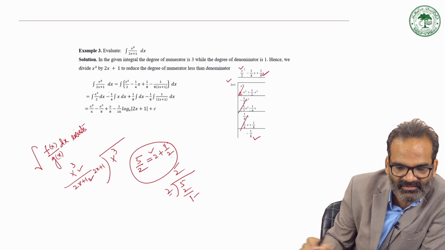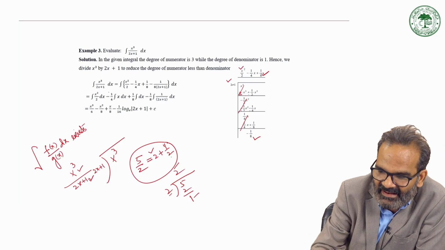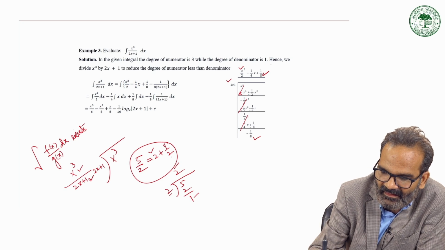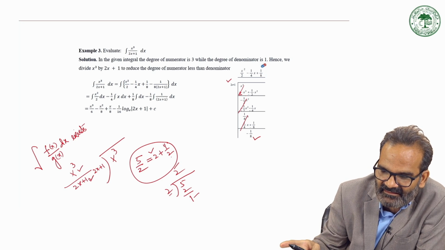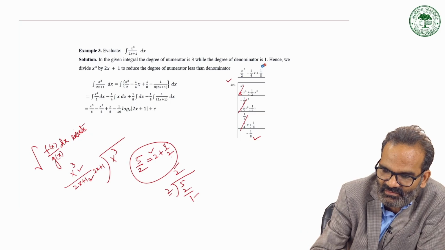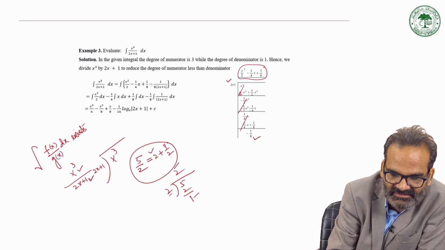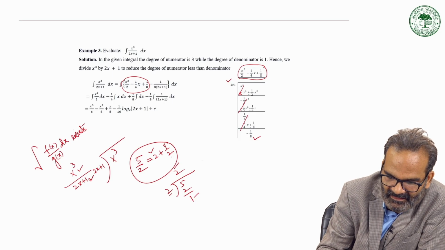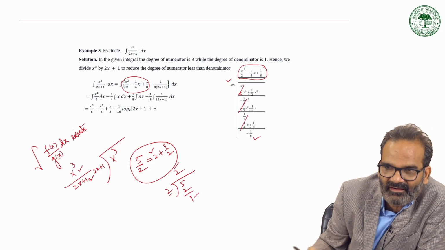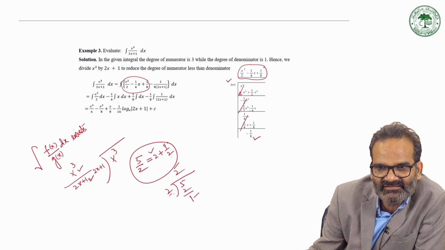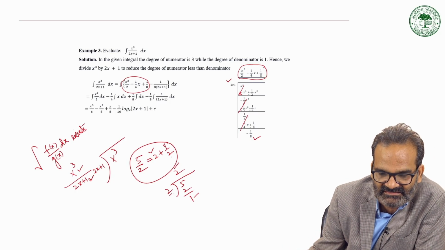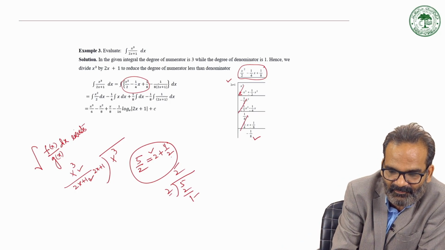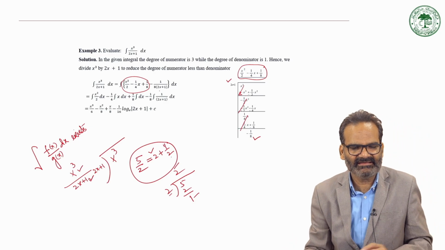x cube upon 2x plus 1 dx can be written as the quotient, x square by 2 minus 1 upon 4x plus 1 upon 8, as it is, minus remainder upon divisor. The remainder is minus 1 upon 8 and the divisor is 2x plus 1. So minus 1 upon 8 times 2x plus 1, right? Now you can integrate it.